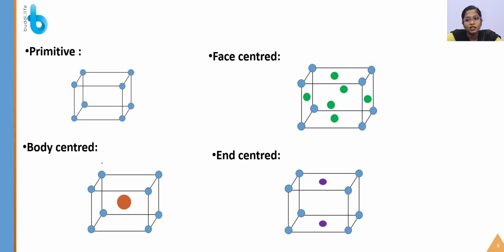And next is the body centered unit cell. Along with the corners, the atoms can be present at the body center also, and that type of unit cell is known as body centered unit cell. And next one is the end centered unit cell. In this, the atoms will be present at corners and also at the face centers of any two opposite faces, and this one is known as the end centered unit cell.